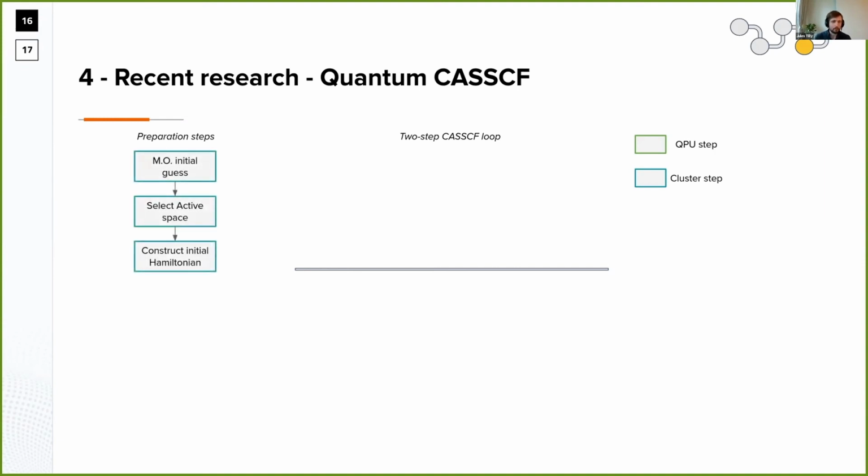So the way it works is that you start with an initial guess of your molecular orbitals that could be arbitrary. You then select an active space, and from that you construct an initial estimate, an initial version of your Hamiltonian.